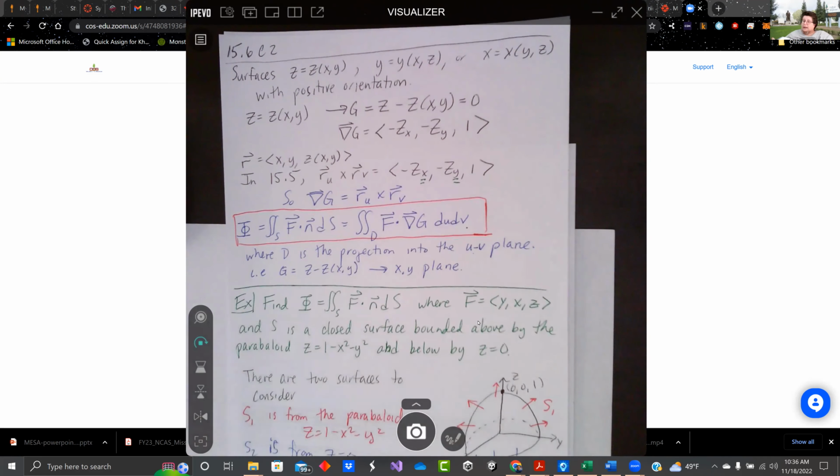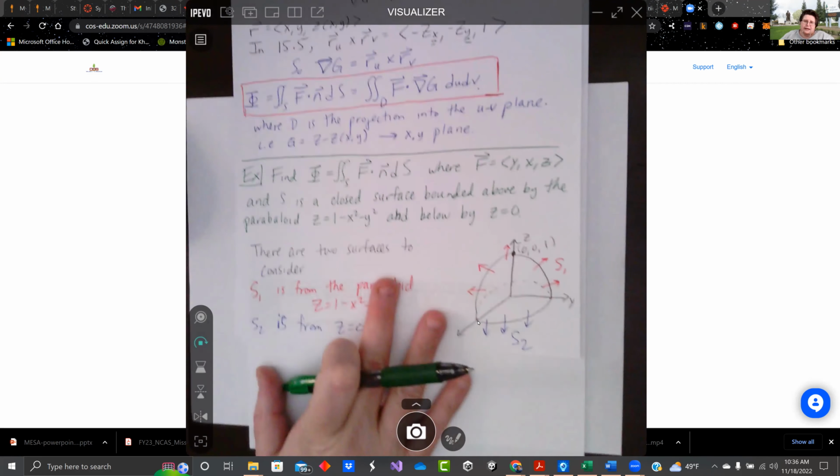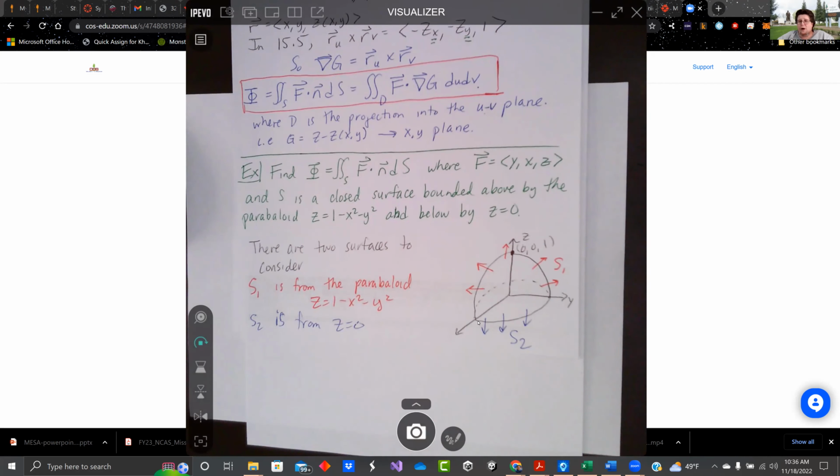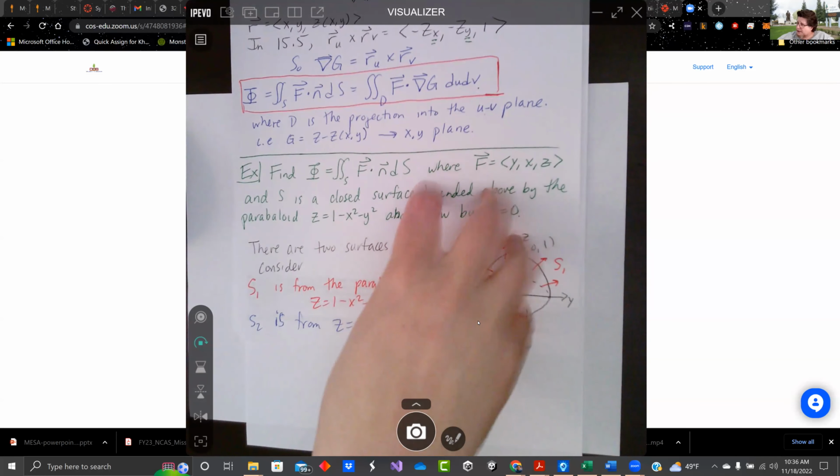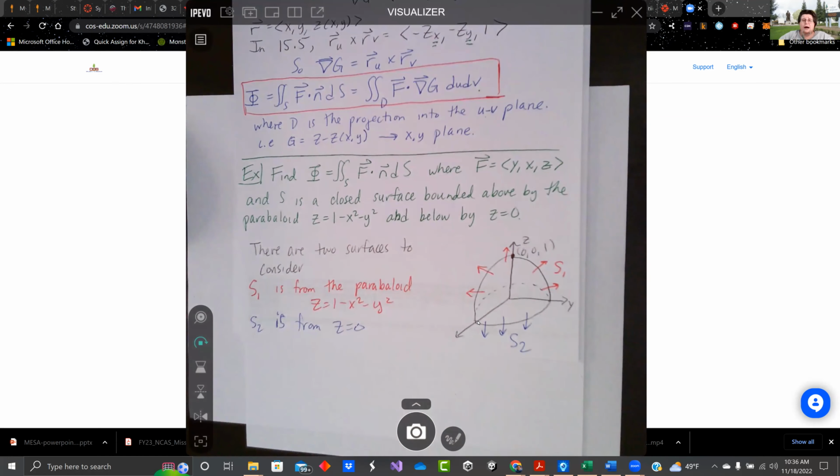Let's look at an example. We're going to find the flux where F is y in the x direction, x in the y direction, and z in the z direction. And S is a closed surface bounded above by the paraboloid z equals 1 minus x squared minus y squared, and below by z equals 0. So we've got some kind of cone and the bottom of the cone. There are two surfaces to consider, the one on the bottom and the paraboloid.